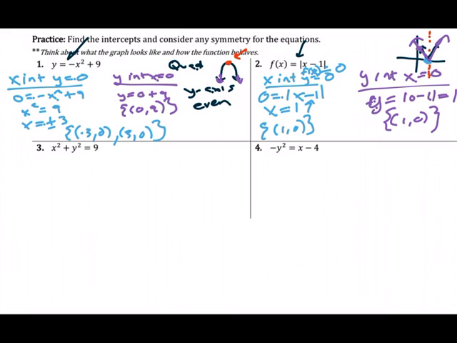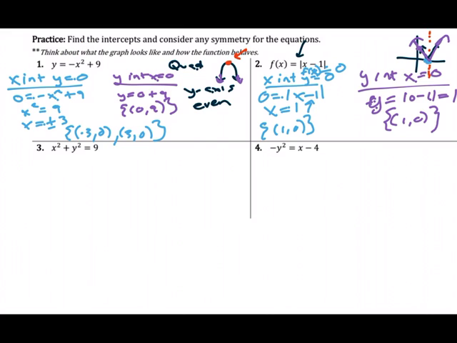See if you can identify what type of equation that is. What would it look like if you graphed it? Then think about how many intercepts you would expect to see, and then see if you can calculate those intercepts. If you get stuck, go back to the basics. How do you find the x-intercept? You plug in 0 for y and see if you can solve. How do you find the y-intercept? You plug in 0 for x and see if you can solve. So go ahead and pause the video and try to work through numbers 3 and 4.